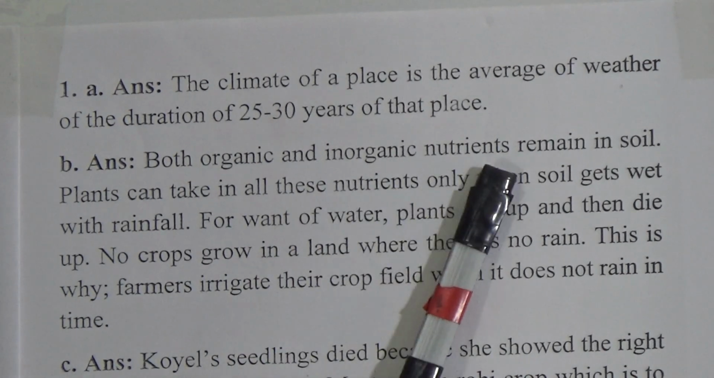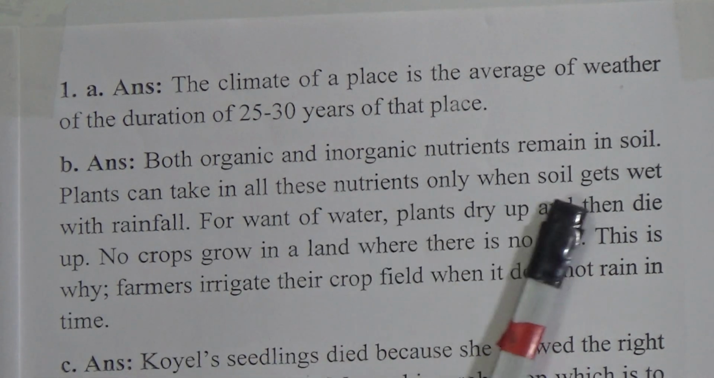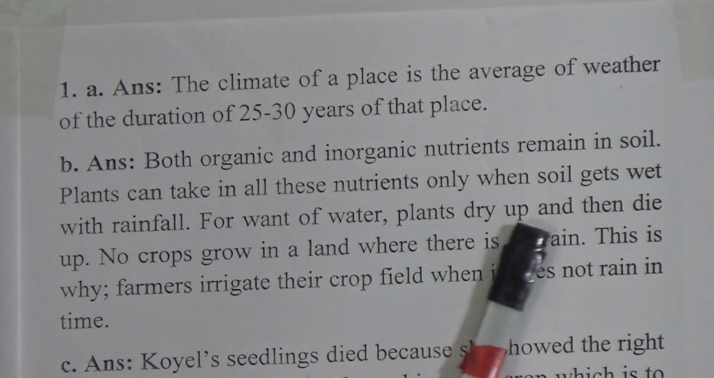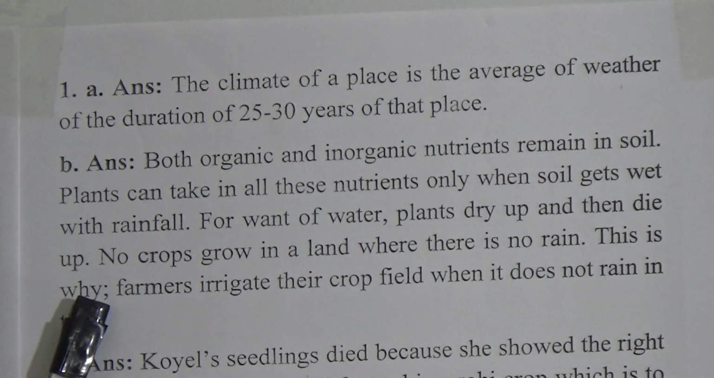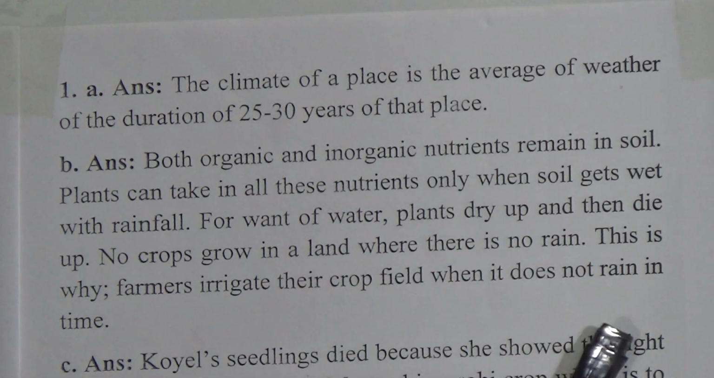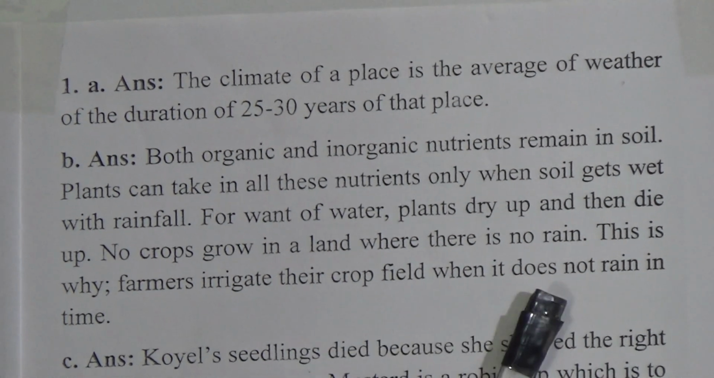Answer: both organic and inorganic nutrients remain in soil. Plants can take in all these nutrients only when soil gets wet with rainfall. For want of water, plants dry up and then die off. No crops grow in a land where there is no rain. This is why farmers irrigate their crop fields when it doesn't rain in time.